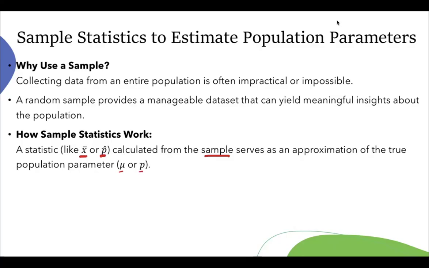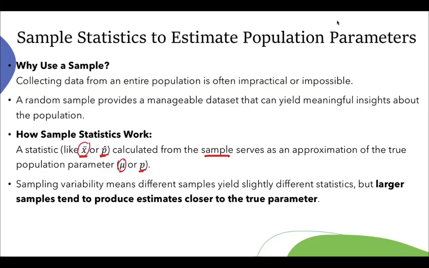So we've done most of our work with sample means and population means, and we will continue. Although working with the sample proportion, P hat, and a population proportion, P, are also very valid calculations that can also be done in the same way. Sampling variability means different samples yield slightly different statistics. But if we make our samples large, larger samples tend to produce estimates closer to the true population parameter.